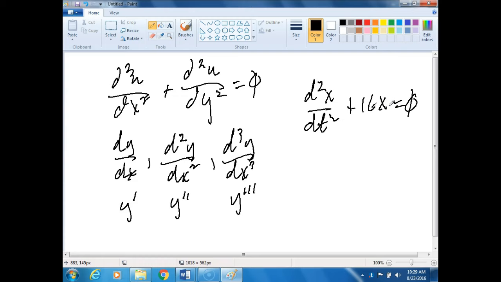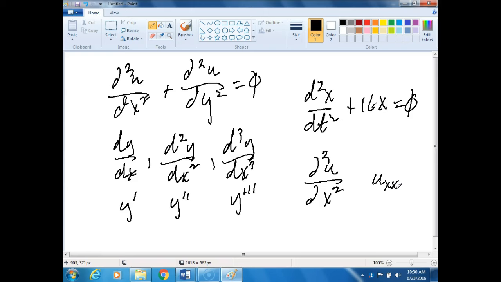When you do partials, there is another notation for that, but we're not doing that. The second partial of u with respect to x squared, you could write that as u sub xx. Don't worry about that. That's a different notation, but we're not going to do partials. So now let's go to classification by orders.